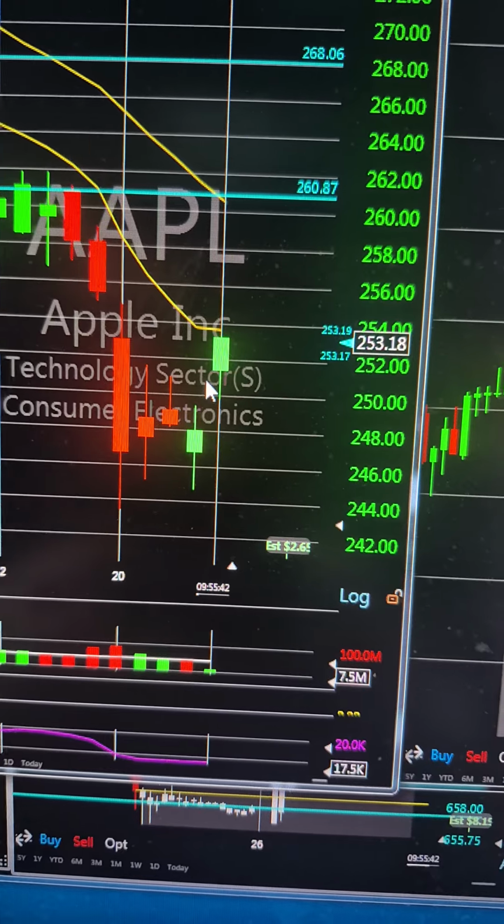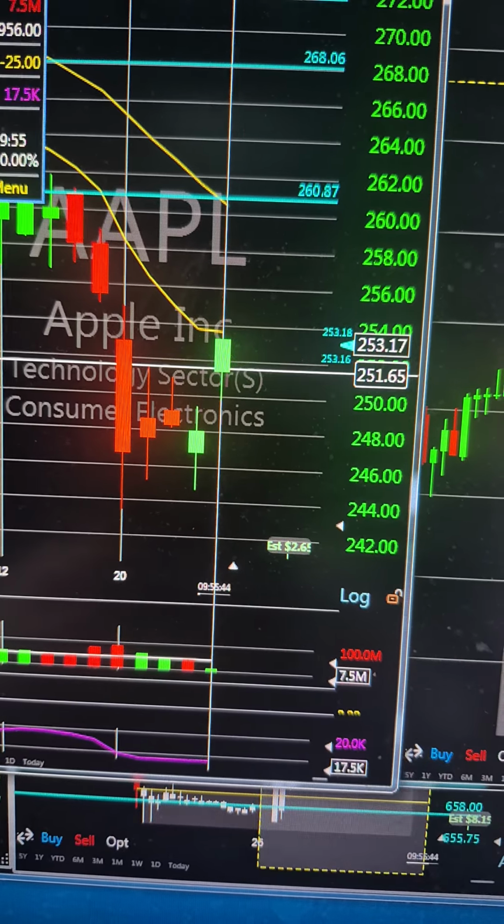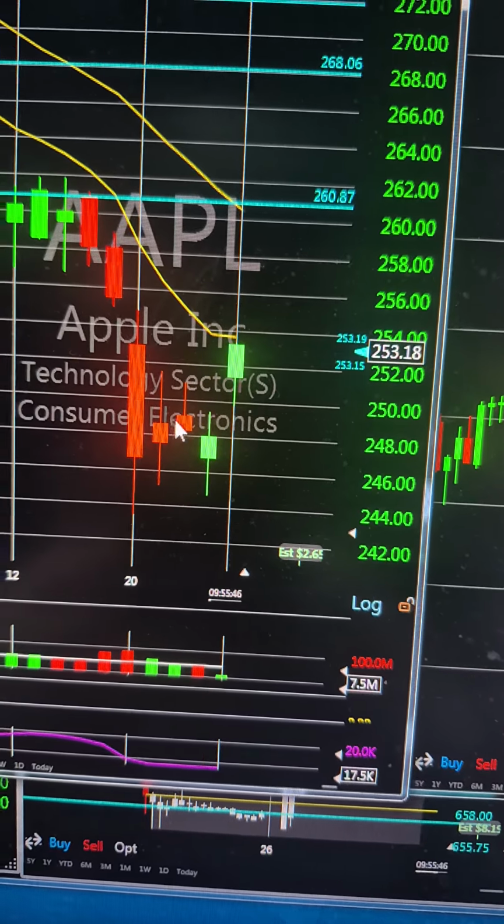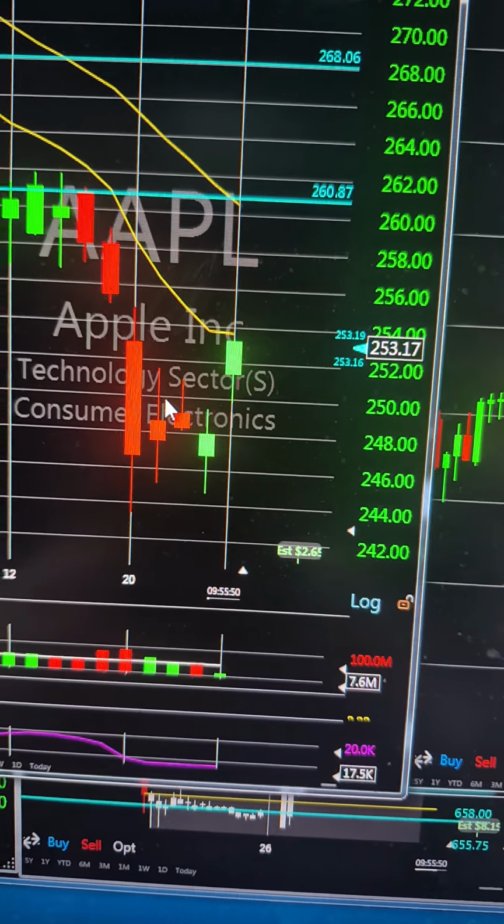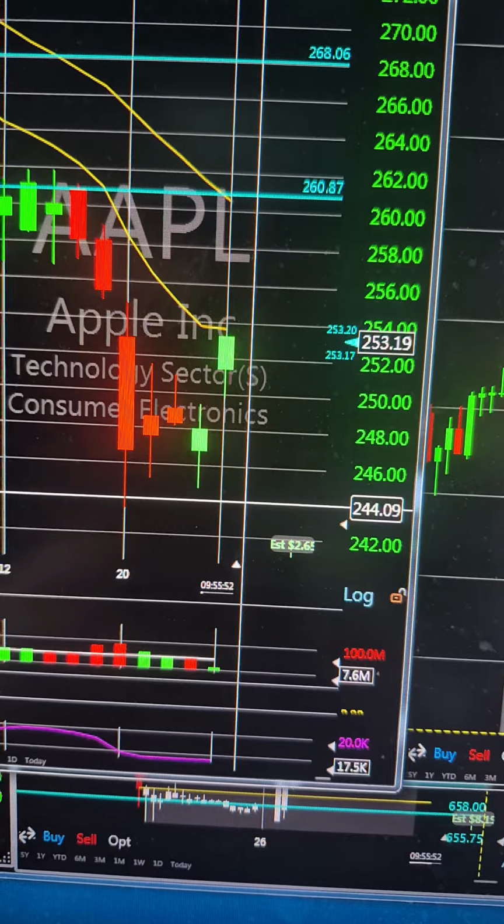If it wants to fail, it would come back through the open of the week here, which is today's open, and get back to the midpoint of these three bars, which is kind of the low of the day. So if that happens, it's an inside bar failure. You'd expect those lows to be tested.